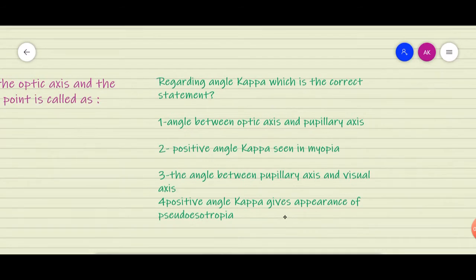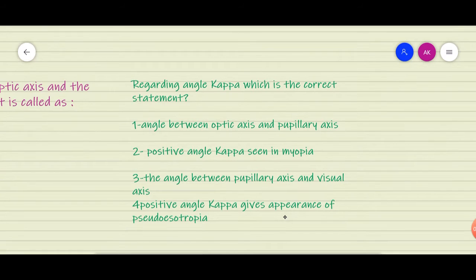The second question, which is most commonly asked, is regarding angle kappa. Which of the following is the correct statement? Number one, angle between the optic axis and pupillary axis, or positive angle kappa is seen in myopia, or is it the angle between the pupillary axis and visual axis, or positive angle kappa gives appearance of pseudoesotropia.